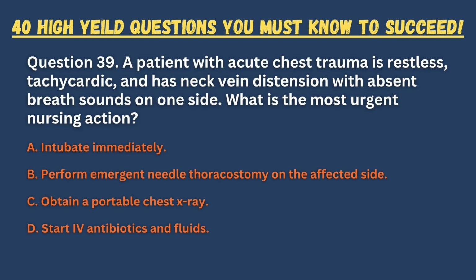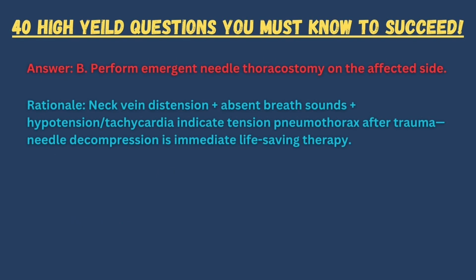C. Obtain a portable chest X-ray. D. Start IV antibiotics and fluids. Answer. B. Perform emergent needle thoracostomy on the affected side. Rationale. Neck vein distension plus absent breath sounds plus hypotension or tachycardia indicate tension pneumothorax after trauma. Needle decompression is immediate life-saving therapy.